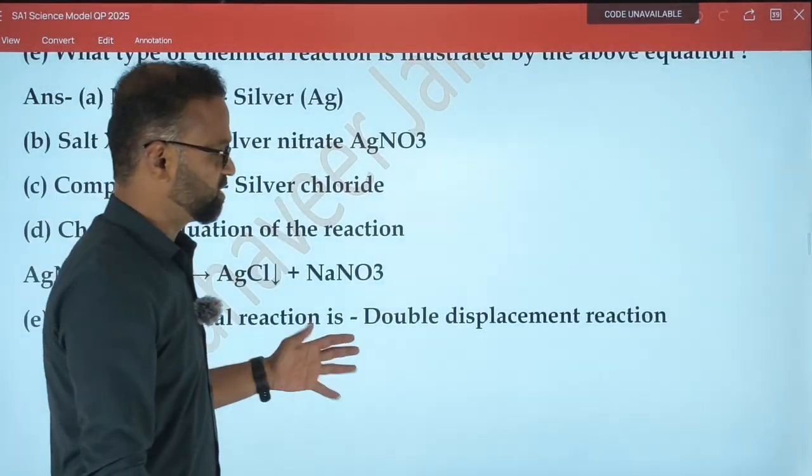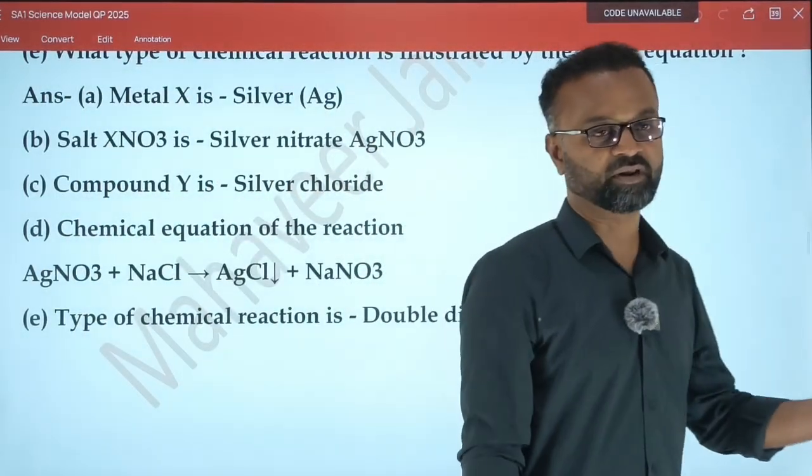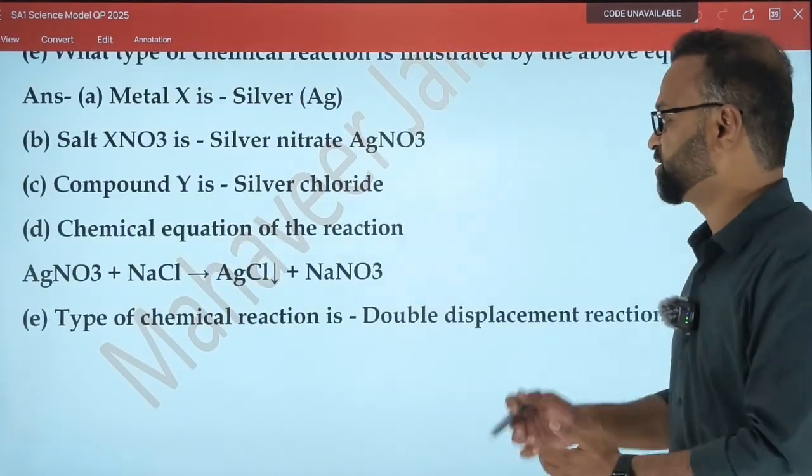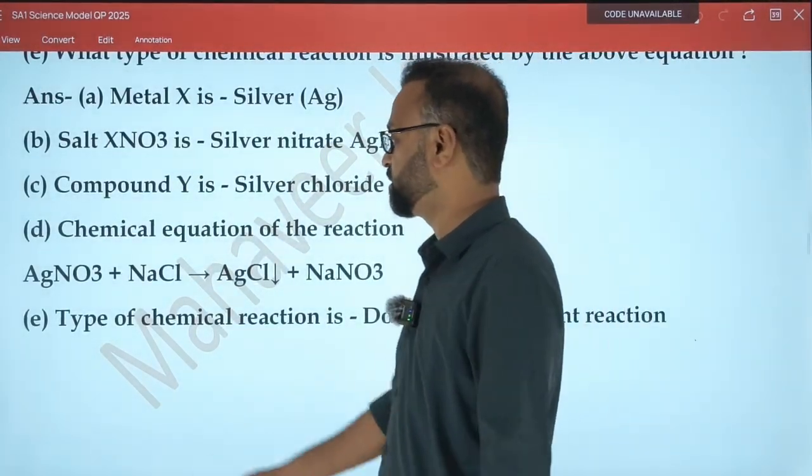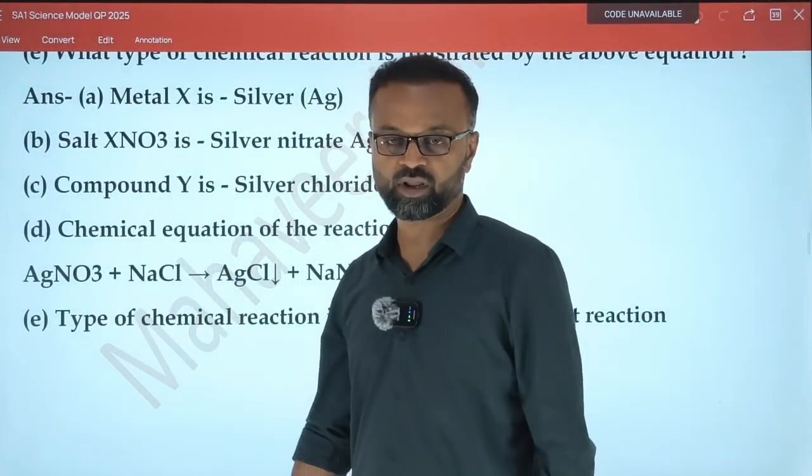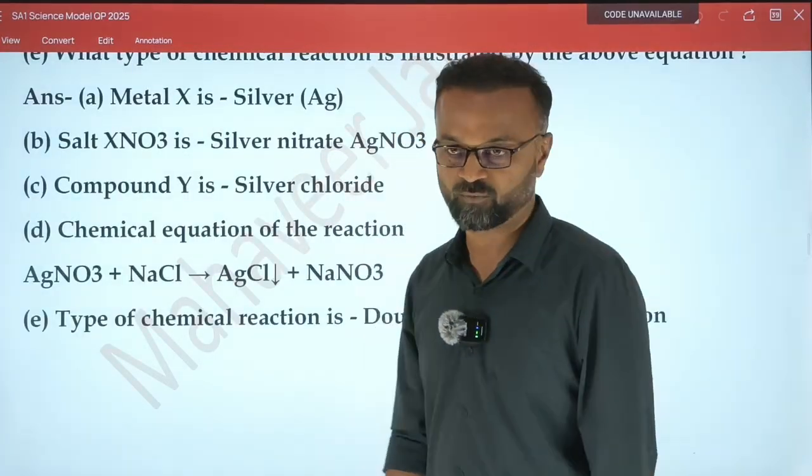The type of chemical reaction is a double displacement reaction, as there is a mutual exchange of ions taking place between the nitrate and the chloride ions. Very simple. This is of 4 marks.